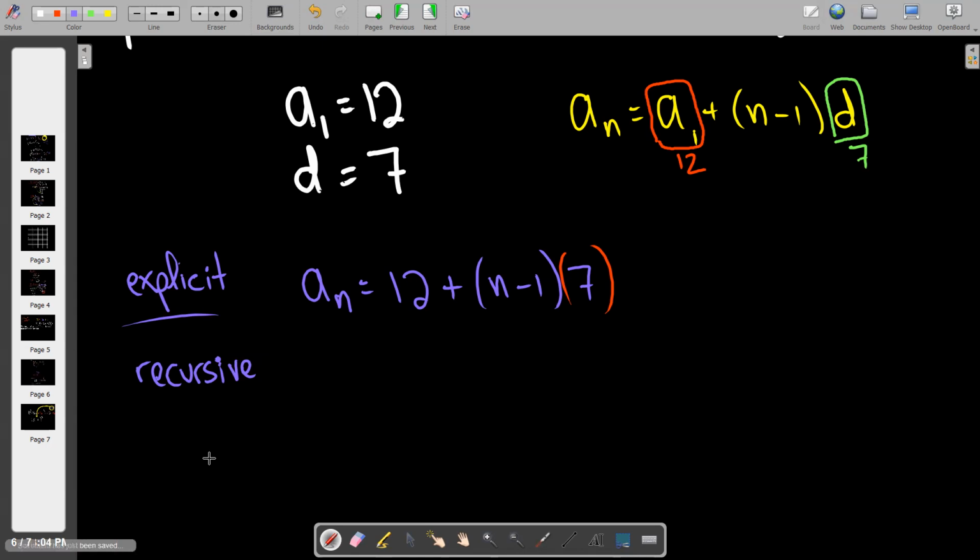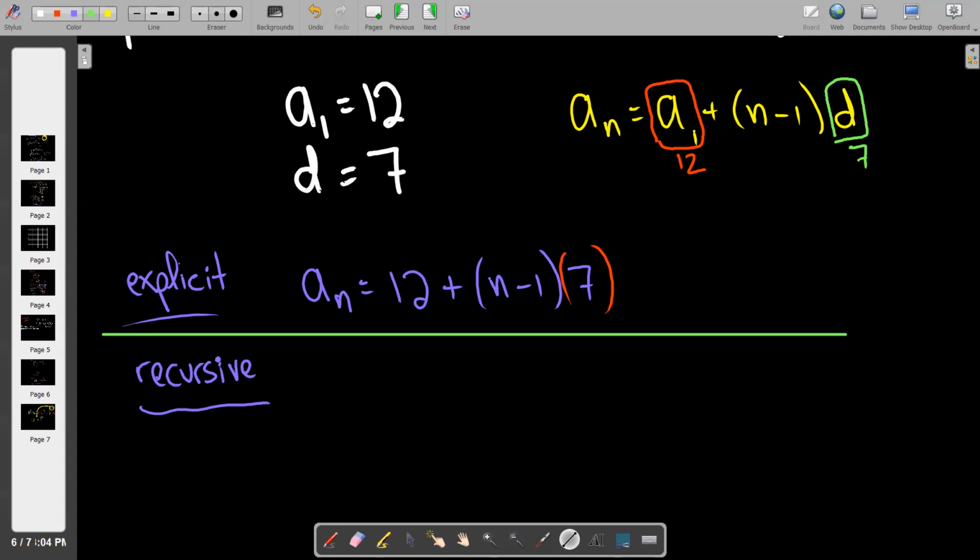Yes. The first part of a recursive formula is you have to say, I'm going to draw a line, so this line is going to separate explicit from recursive. To do a recursive formula, you need to start by stating what the first term is. So I can cover that. What's a sub 1? Good. That's part of the deal. You write recursive, you tell someone where to start.